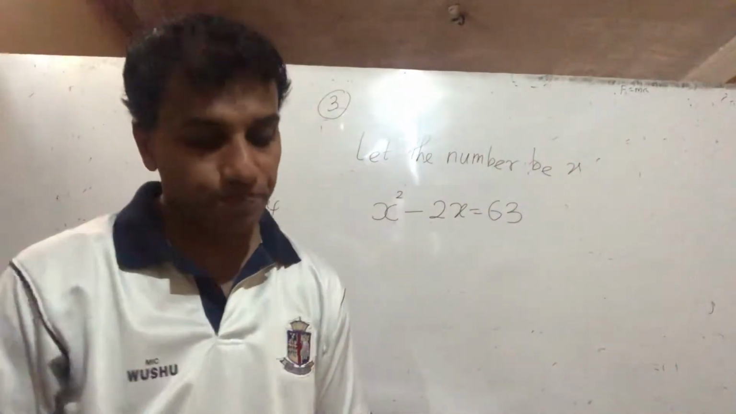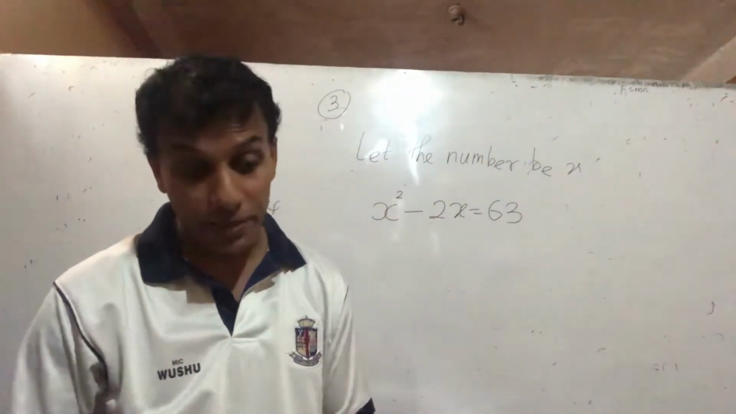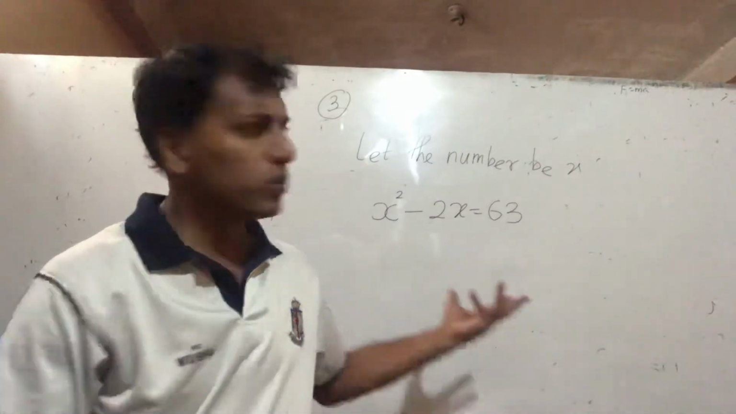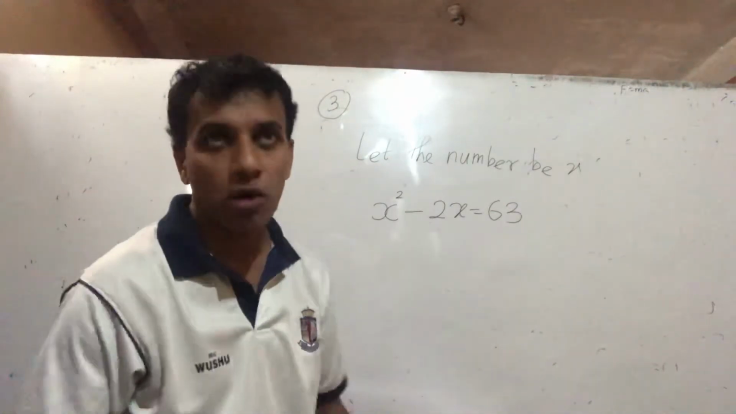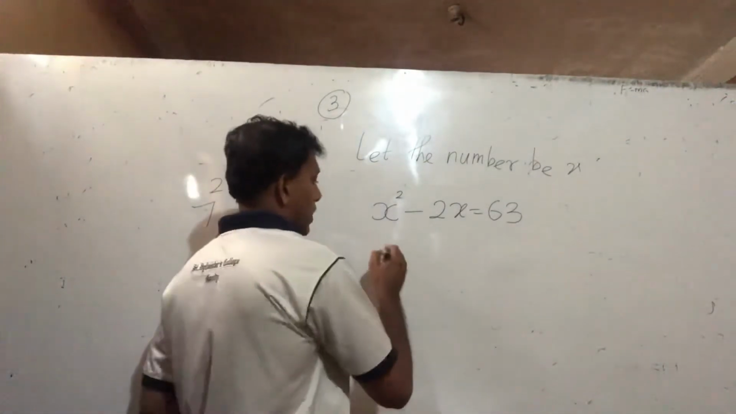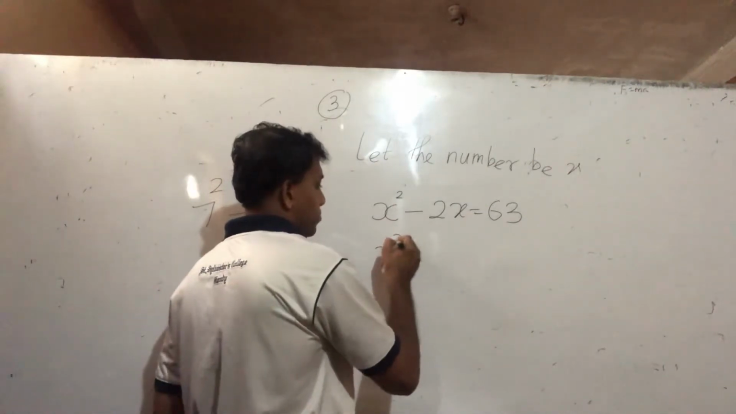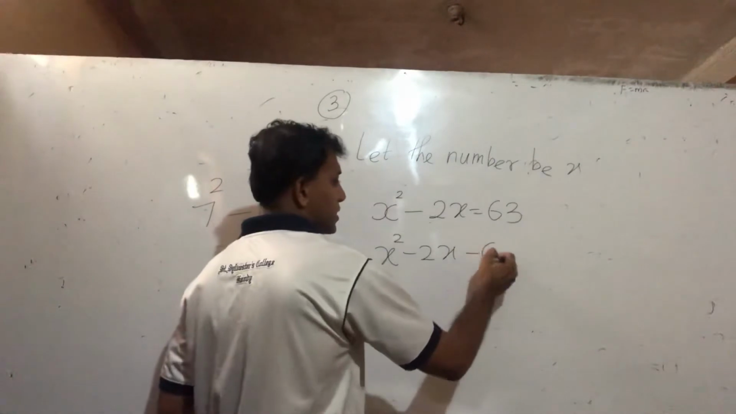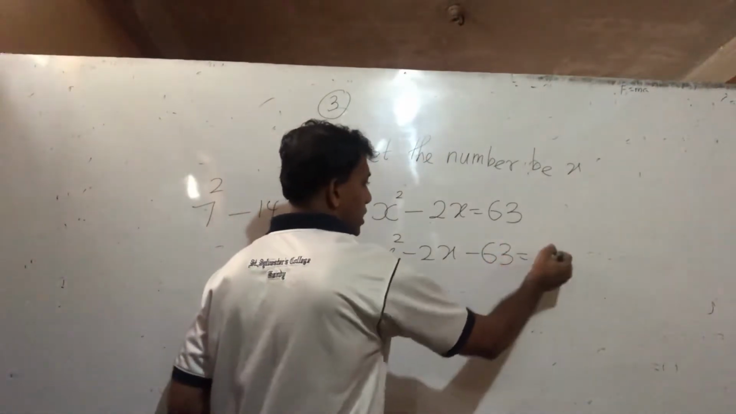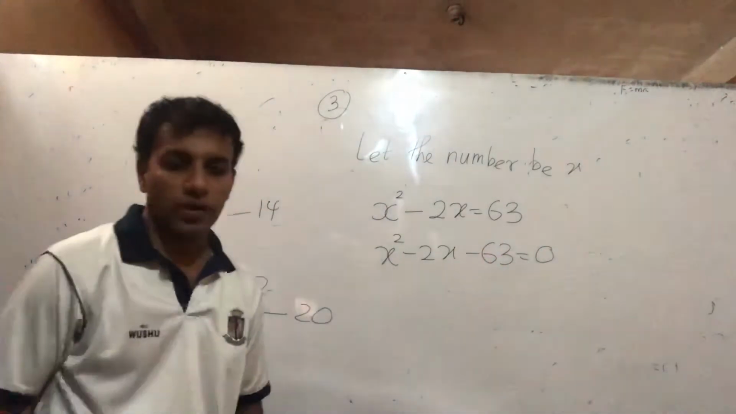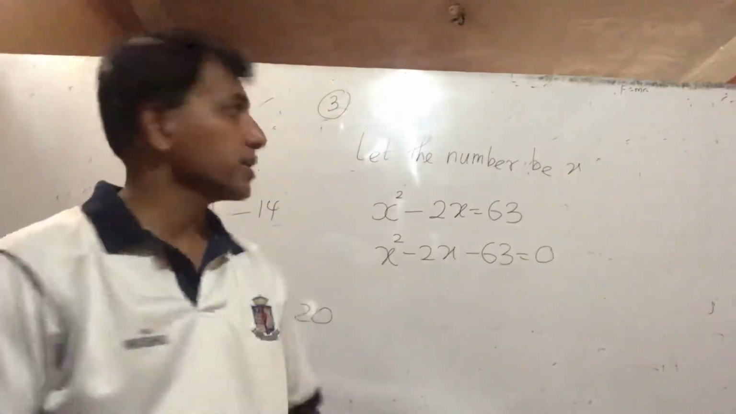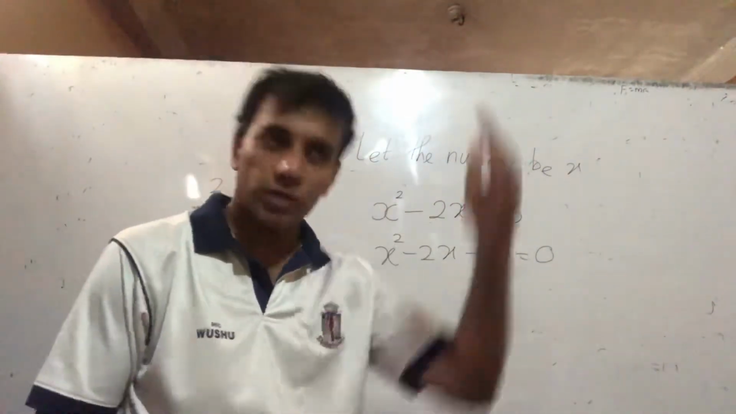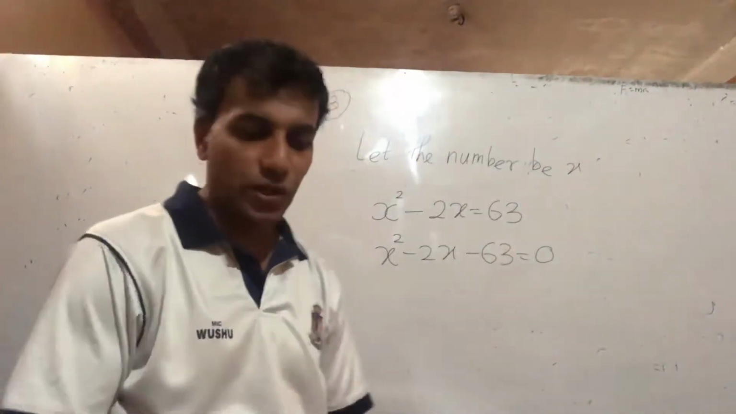Twice of a number, subtract from its square. Now solve, prepare, rearrange in quadratic form. So x square minus 2x, take this minus 63 equal 0. Always we work many. This is I think 28th or 30th problem in order if you go to my first video.